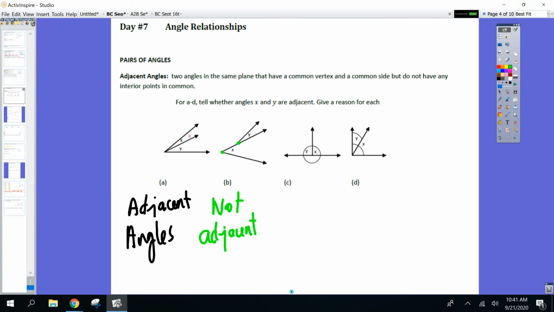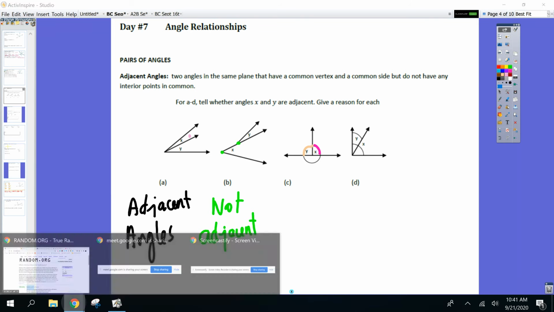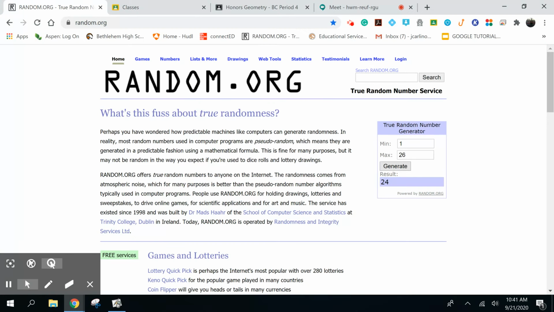Okay, next one, just so you guys know what angle X and angle Y are. Here's angle X in pink, and here's angle Y in beige there. That circle kind of screws with you a little bit. All right, so X is the pink one, Y is the beige one. Here we go. Let's figure out, are they adjacent or not?